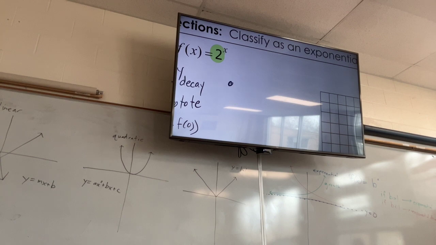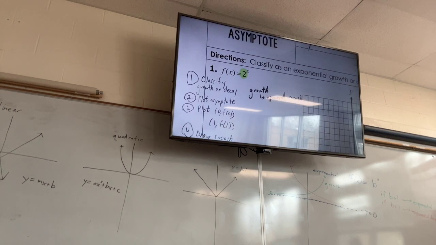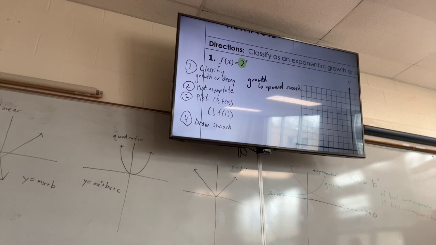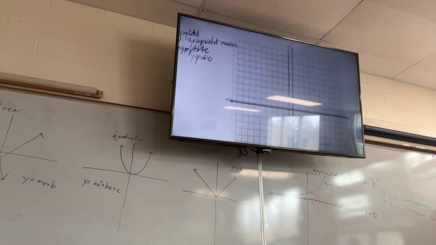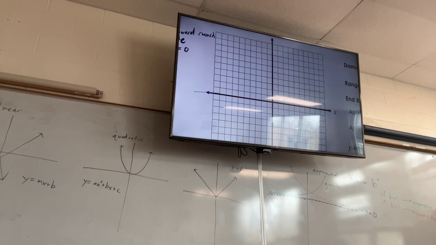What do we know then about the shape of the swoosh? It's going to be a growth, so an upward swoosh. Let's plot the asymptote. What's the asymptote going to be here? Hint: unless you have something added, it's just going to be y equals 0. Let's plot that guy. Asymptote is y equals 0. Okay, so the line y equals 0, let's do this as a dashed line. That's that.